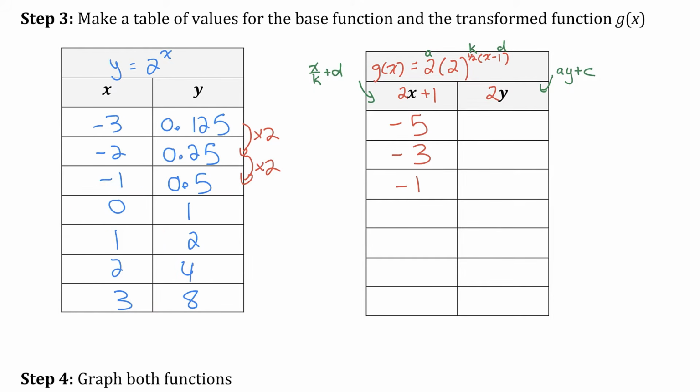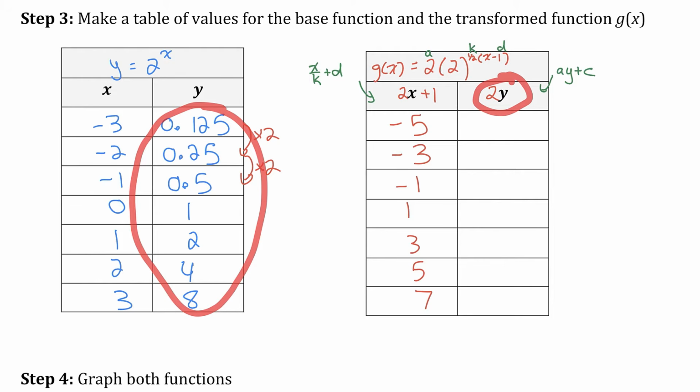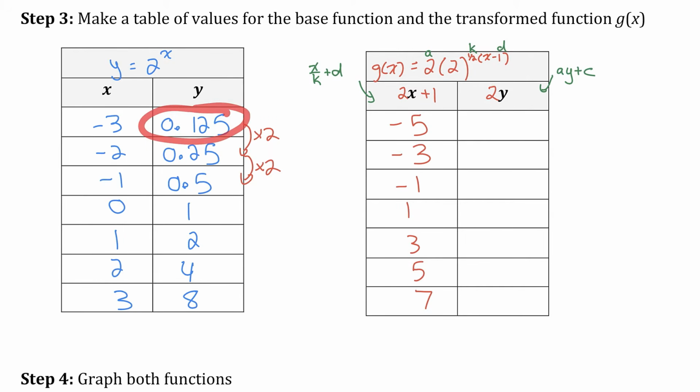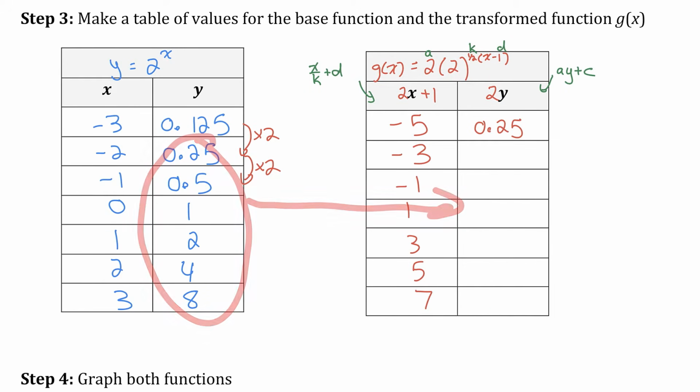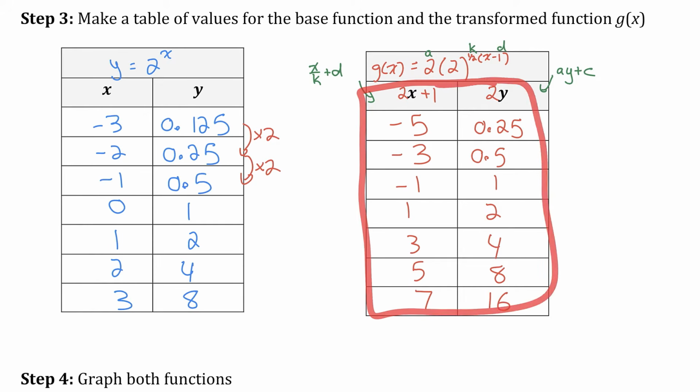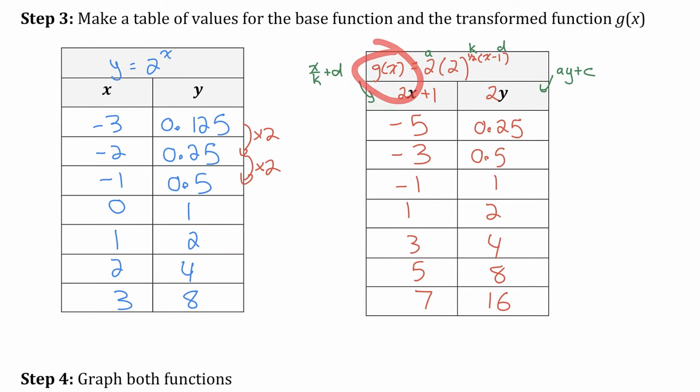I'll just give you the answers for those. Now for the y values, we just take each of these y values and do what this transformation says, just double them. So 0.125, when I sub it in here and double it, I get 0.25. And if I double the rest of these values and write them over here, so these are the points for my transformed function, g at x.